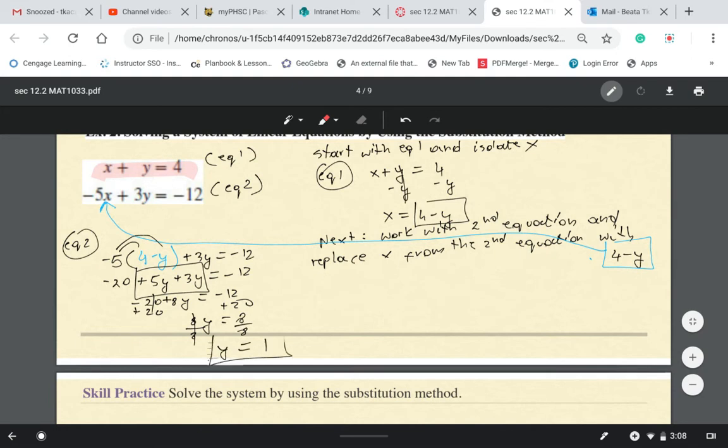So when we got y equal 1, okay, now, when you have that, go back to equation 1, which is x equal 4 minus y, and substitute y with 1.